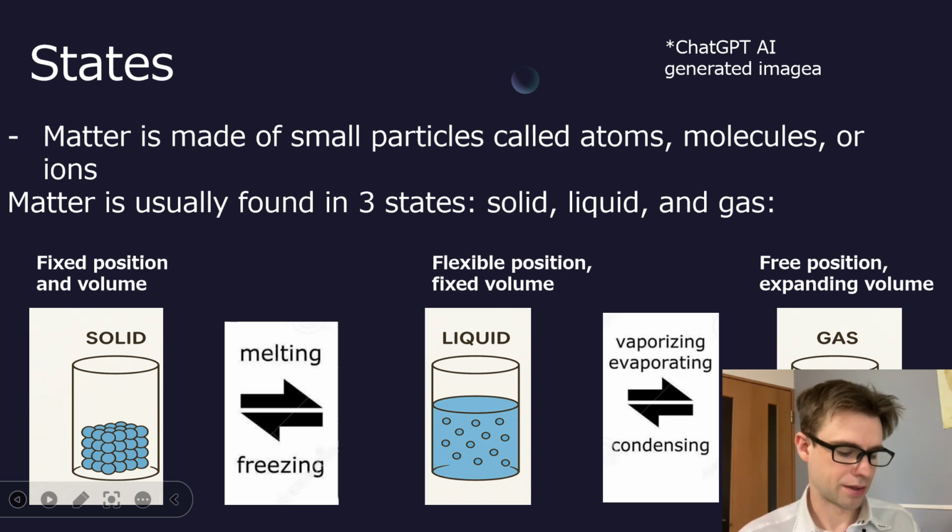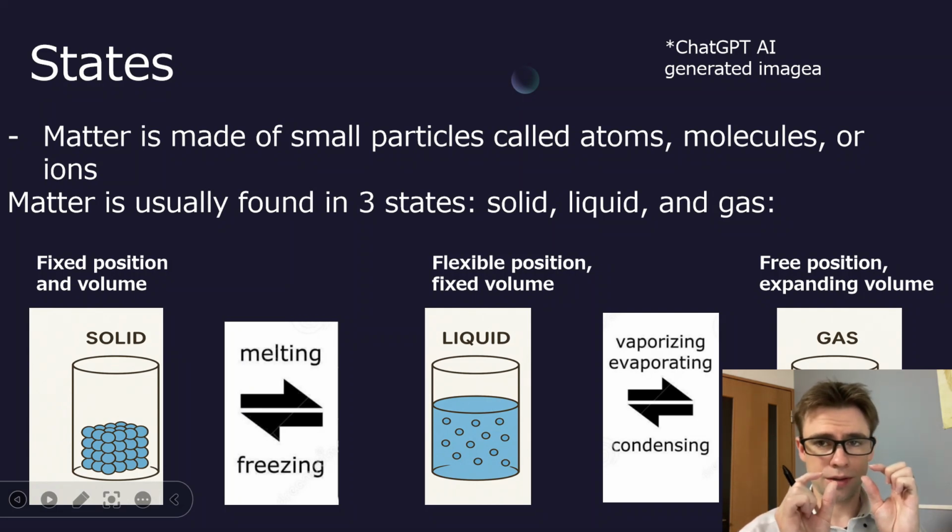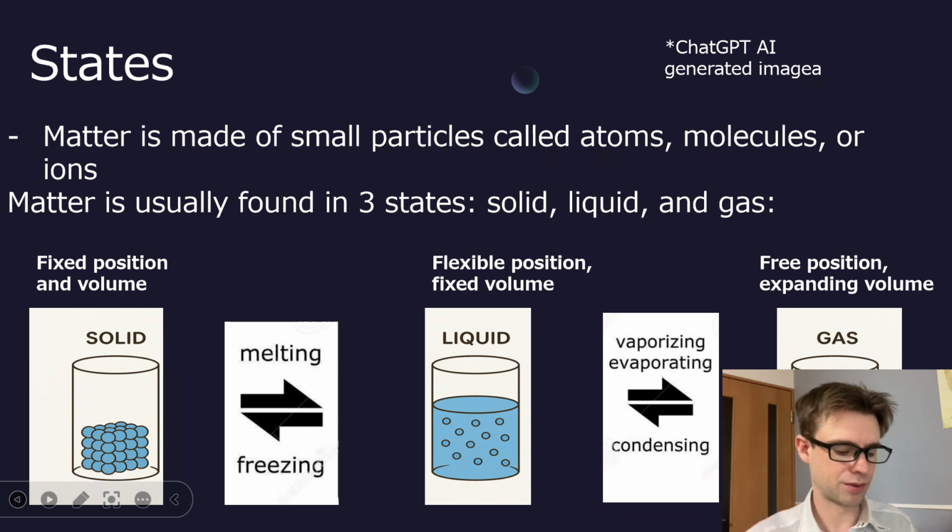So some things about this. I have some visual representations of these generated by ChatGPT, but I think they're pretty good. So solid on the left. If you put a solid object in a container, not much will happen, right? It retains its shape, and although you can't really see it, those atoms or molecules in a solid are moving, they're vibrating, but they're not changing their position on average, right? They're just moving back and forth.